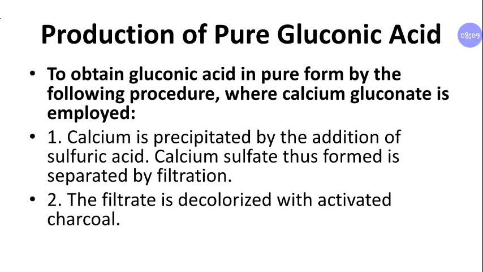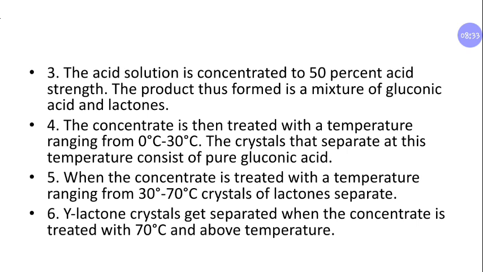Production of pure gluconic acid. Here calcium gluconate is employed and the steps are: first, the calcium is precipitated by the addition of sulfuric acid and the calcium sulfate formed is separated by filtration. The filtrate is decolorized using activated charcoal. The acid solution is then concentrated to 50% acid strength.